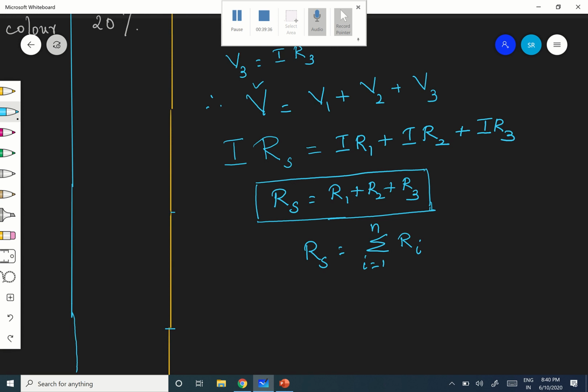So when resistors are connected in series, the equivalent resistance is nothing but the sum of the individual resistances. It is just opposite to the capacitors. Capacitors, when they are connected in series, what is that? 1 by C_s is equal to 1 by C1 plus 1 by C2 plus 1 by C3. Hope you can recall it.